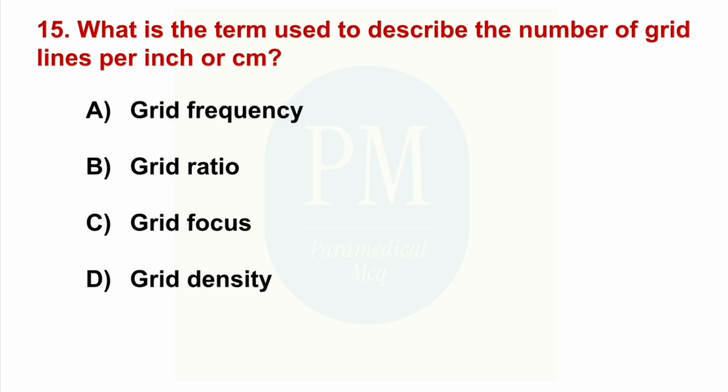What is the term used to describe the number of grid lines per inch or centimeter? Option A, grid frequency. Option B, grid ratio. Option C, grid focus. Option D, grid density. The correct option is option A, grid frequency.